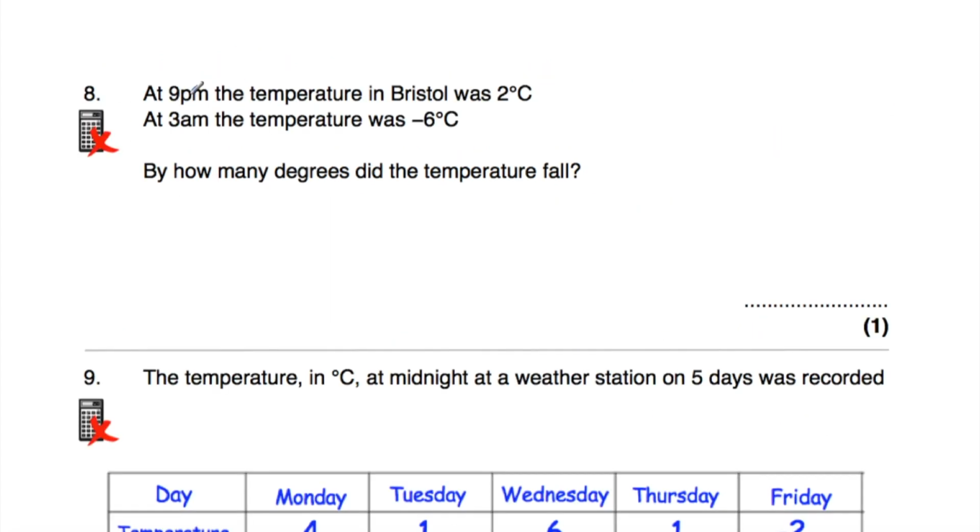Okay, question number 8. So question number 8 says, at 9 p.m. the temperature in Bristol is 2 degrees Celsius. And at 3 a.m. the temperature was minus 6 degrees Celsius, so the temperature's gone down. And the question says, by how many degrees Celsius did the temperature fall by?